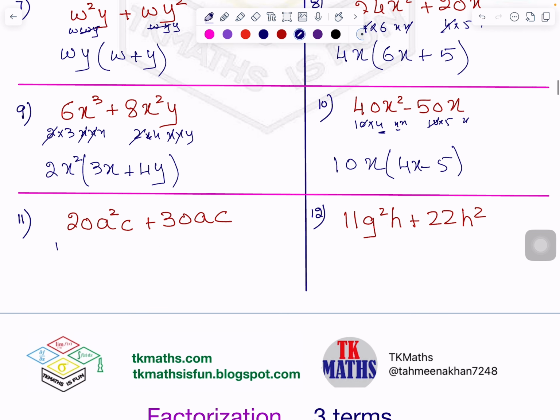In this case 10 2s are 20, AAC, 10 3s are 30, AC. So 10 is common, A is common, and C is common. I'm writing all this in detail, but you can do it mentally also. It's not necessary to write all these steps here, the one which I'm writing here to explain to you, right? 2a plus 3, that's all, because A and C go now. So this is how you will factorize it.